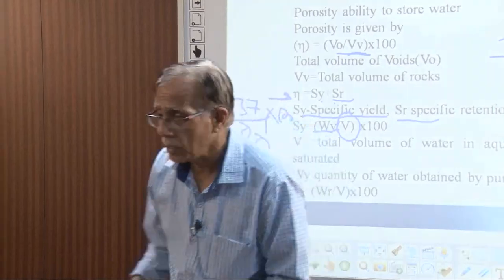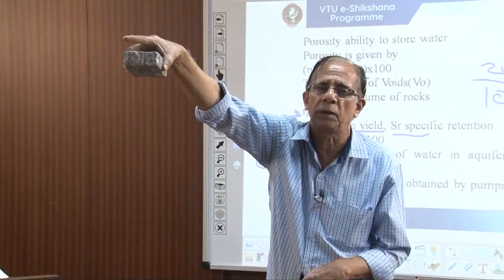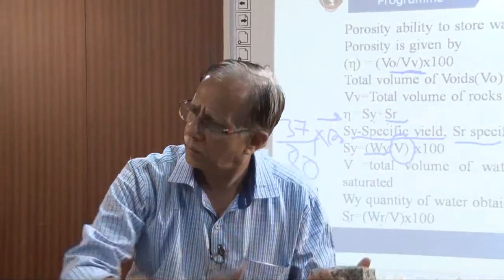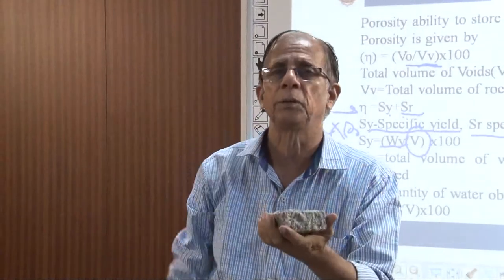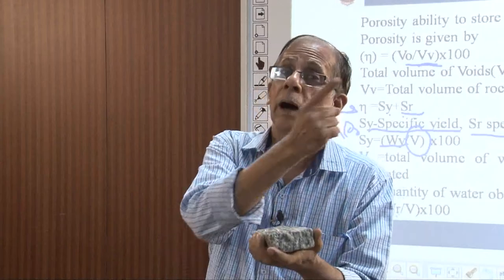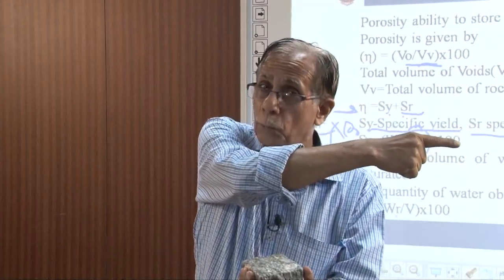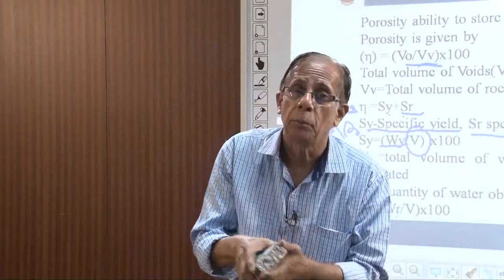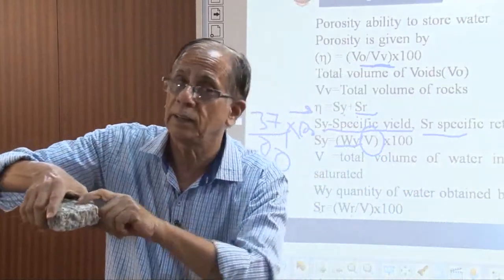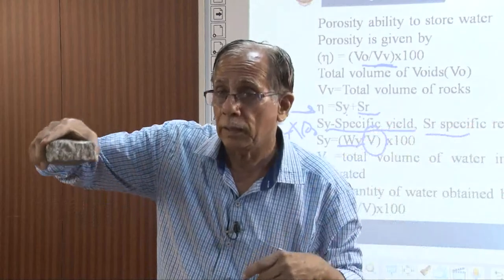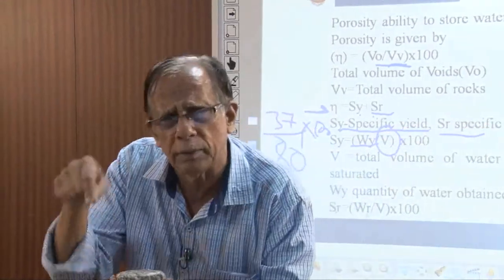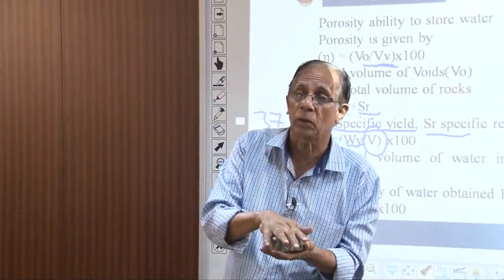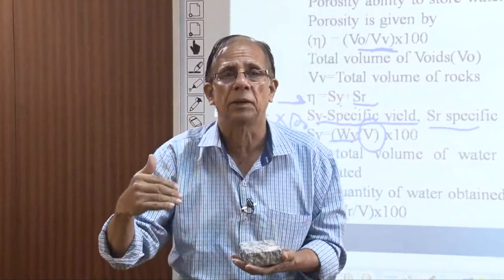How do I get it? Again, I suspend this in air for another 24 hours. Whatever water is present can drain out by itself by virtue of gravity. A certain amount of water went away. Once again, I find its weight. Now that weight is higher than the weight in air I got prior to its immersion, and certainly less than after immersion, because a certain amount of water has flown away. But it is higher than it was at first, and it gives me how much water is still present. Therefore, with this I am able to find whether this rock has good yield or good retention.